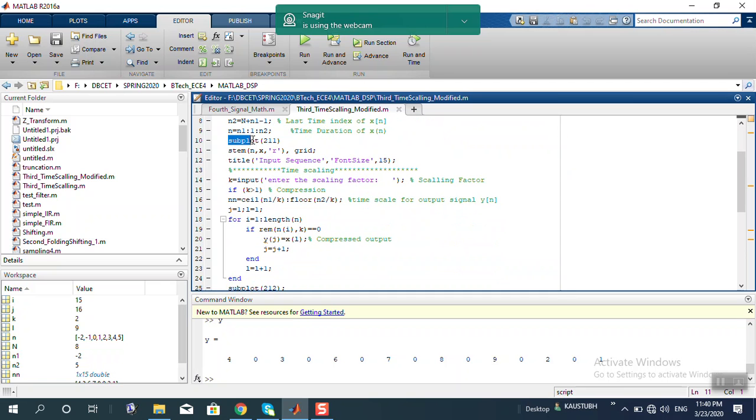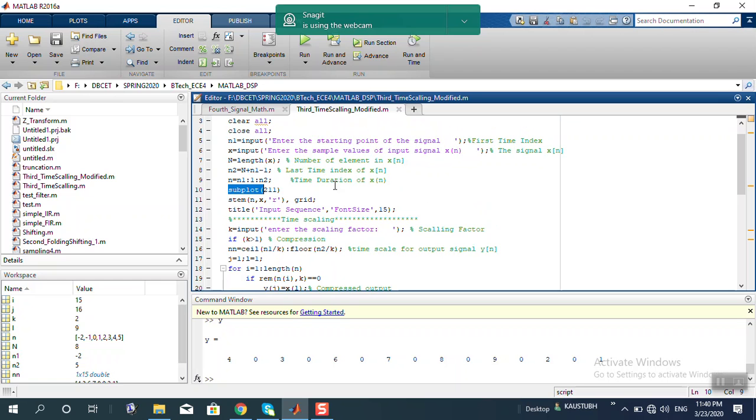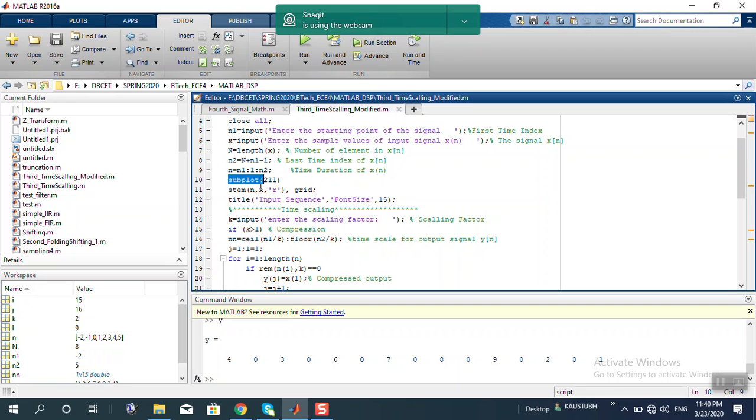Subplot, to plot the signal, if we would like to divide the figure window. So here we are going to have two plots, one for the original signal and another one for the scaled plot. So divide the figure window into two parts. This subplot will divide that. The first index is for the number of rows, the second index is for the number of columns, the third index is for the figure number or plot number. So 2 rows, 1 column, first figure.